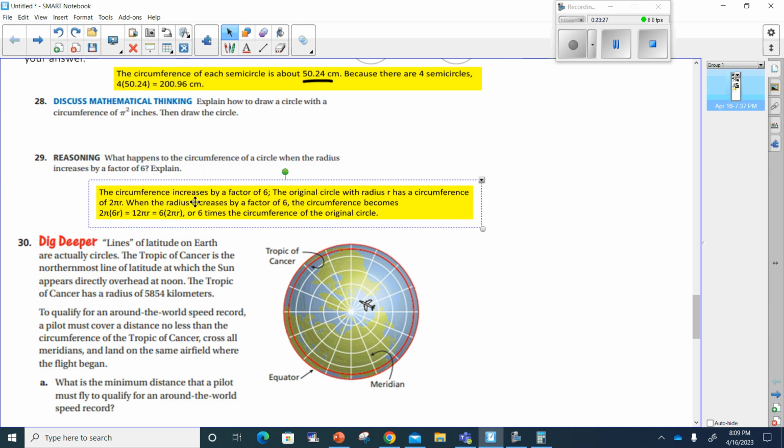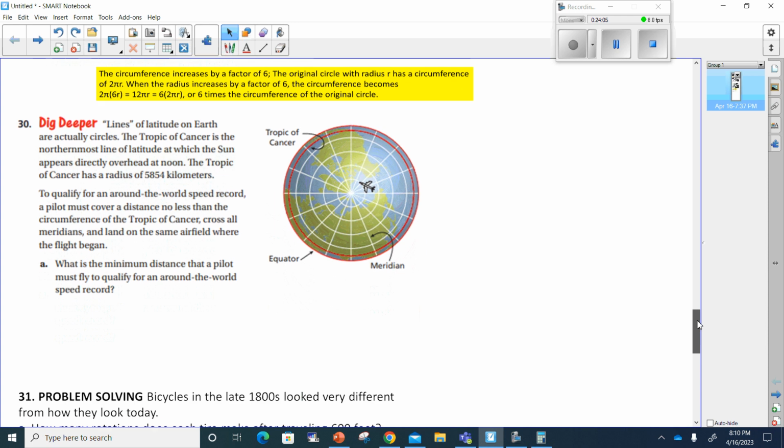The circumference increases by a factor of 6. See, the original circle with the radius r has a circumference of 2 times pi r. Remember, 2 radiuses equal a diameter. So when the radius increases by a factor of 6, the radius becomes 6r. And now we have 2 pi times 6r. That's going to give us 12 pi r, which is 6 times 2 pi r, or 6 times the circumference of a circle. All right, number 30 is for you to do.